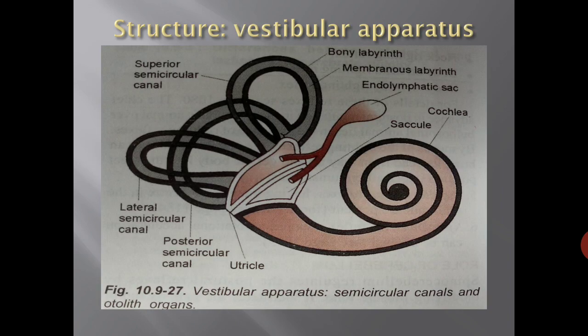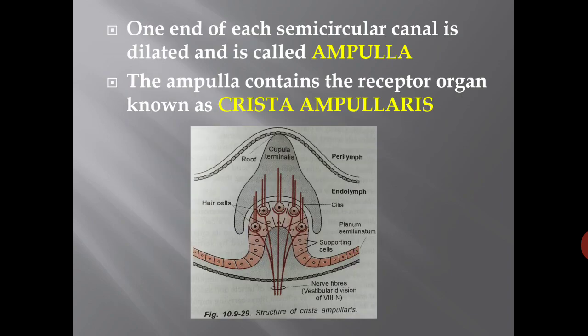Okay, so this end portion of each semicircular canal, which connects to the vestibule, is the dilated portion. This dilated portion is known as the ampulla, and if we see a cross section of this ampulla, then we can see the crista ampullaris, which is the receptor organ. Okay, so this is the structure of the crista ampullaris. We will discuss it later.